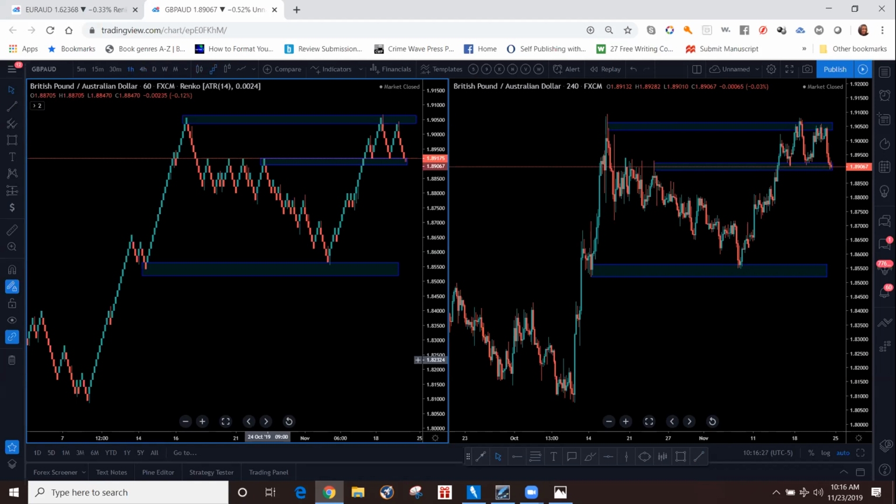But you see how clean that is and how perfect those zones are just by using the last brick to create your zone. Now you don't have to go back and guess, where's my support and resistance. You just use the last candle, the last wick before the market went in an opposite direction.